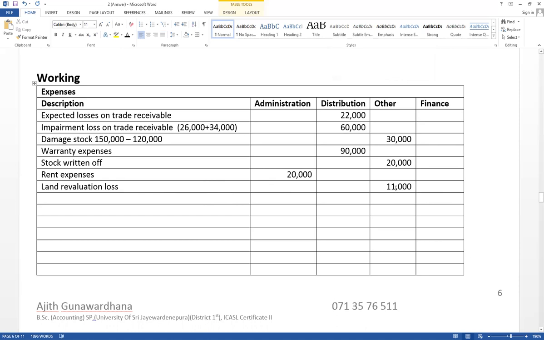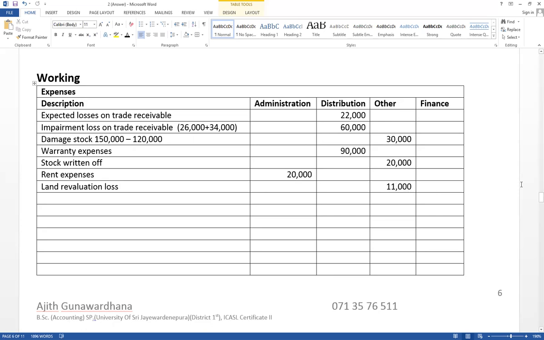You cannot put 20,000 here. There was a previous year surplus. The amount equal to the previous year surplus goes under other comprehensive income within brackets. The balance part goes to other expense. And the total loss of 20,000 is shown in other comprehensive income.